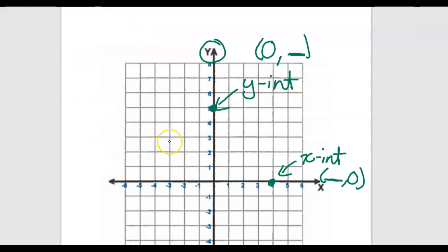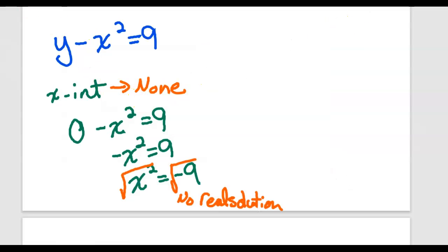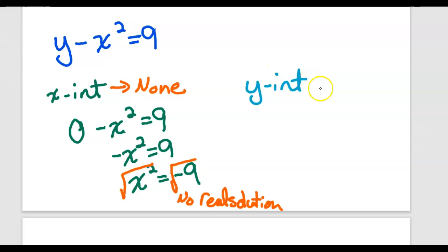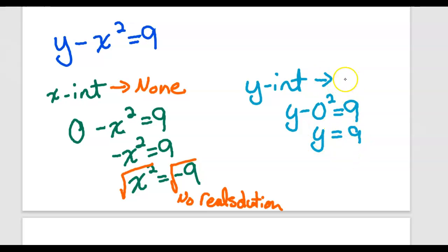These could be graphs that look like this, or they could look like this. In other words, they don't ever come across the x-axis. Now, when we go to solve for the y-intercept, we're going to have y minus 0 squared is equal to 9. So 0 squared is 0. So I get y is equal to 9. So my y-intercept is at the point (0, 9). So this one just has a single intercept.